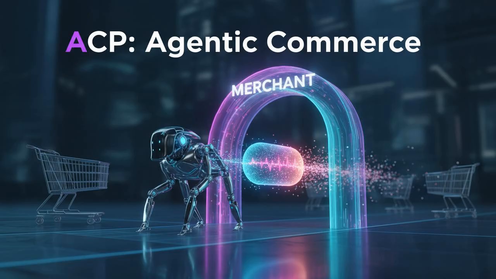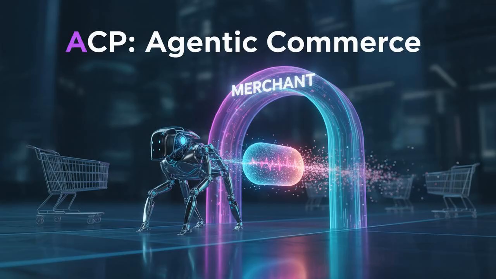Now, let's talk about the most disruptive part of this stack, the economic rails. An economy requires money. But giving an AI your credit card number is a recipe for disaster. The Agentic Standard introduces a new financial paradigm specifically for non-human actors. We have two key protocols here. First, the Agentic Commerce Protocol, or ACP.